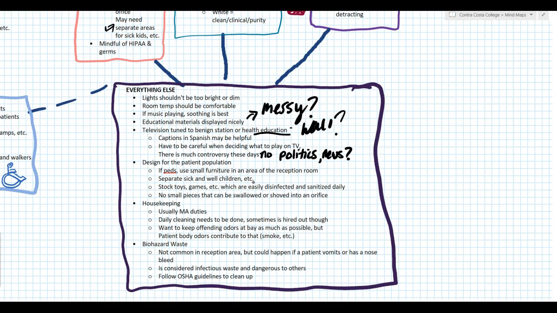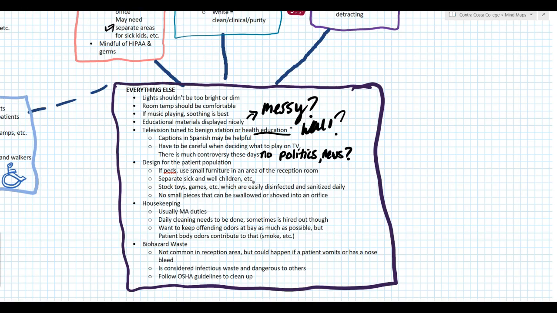Housekeeping with the reception area is usually the duty of a medical assistant, and the daily cleaning needs to be done. Sometimes it's hired out, sometimes there's a cleaning service that comes and does it. But usually the light cleaning of the reception area is the responsibility of the front office medical assistant. We want to make sure that we are trying to keep offending odors at bay as much as possible, but sometimes patient body odors contribute to that.